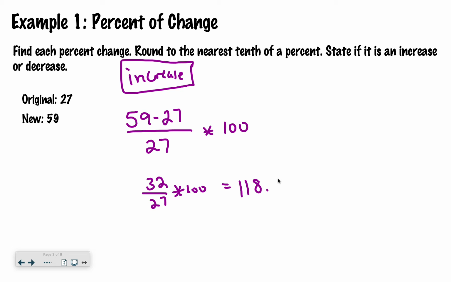118.51. So if I'm rounding to the nearest tenth, that means I'm going to stop at that 5. And I'm going to remember to put my percent symbol as part of my answer. All right, so that's how you do these problems. You say your new minus your original divided by original times 100. And you say whether it's an increase or decrease.